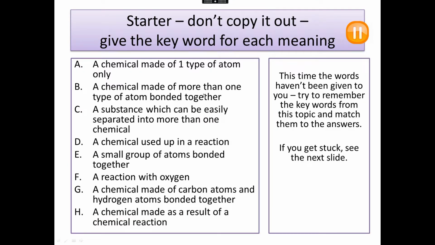Now this starter is from earlier in the topic, but I've taken away the words for matching. So try to remember the keywords from this topic and match them to the answers. If you get stuck, there are some clues on the next slide, so you can let it run forward a little bit, but try and do it without the words today. Pause the video, see if you can work out what chemistry word is being referred to in A to H. Pause it now.